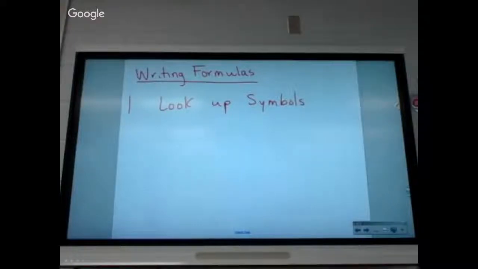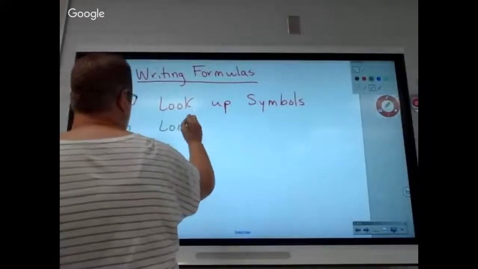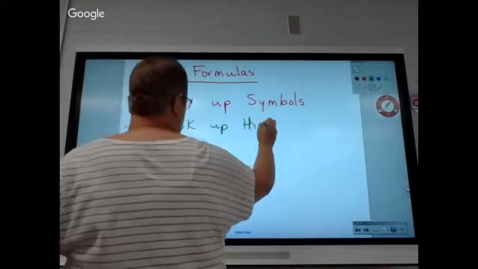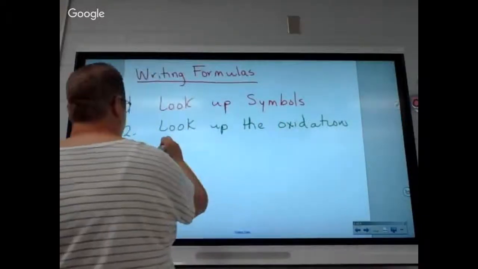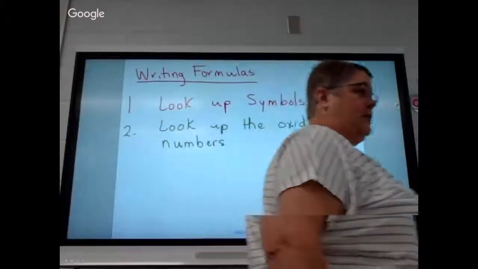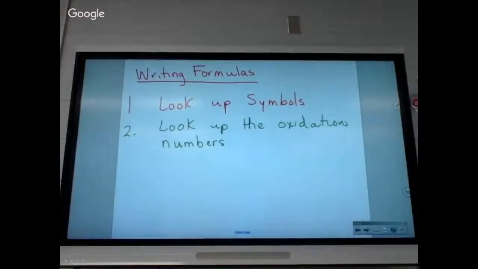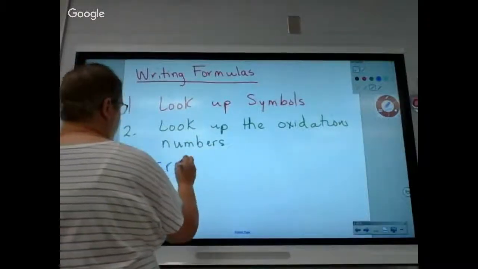Okay? Number 2. Look up the oxidation numbers. This is why yesterday I gave you that lovely blue chart. This is the part where most teachers make students either memorize or they have taught all this for 9 weeks before they teach naming. I do it completely backwards from everybody else. Okay? Number 3, sorry. Crisscross.